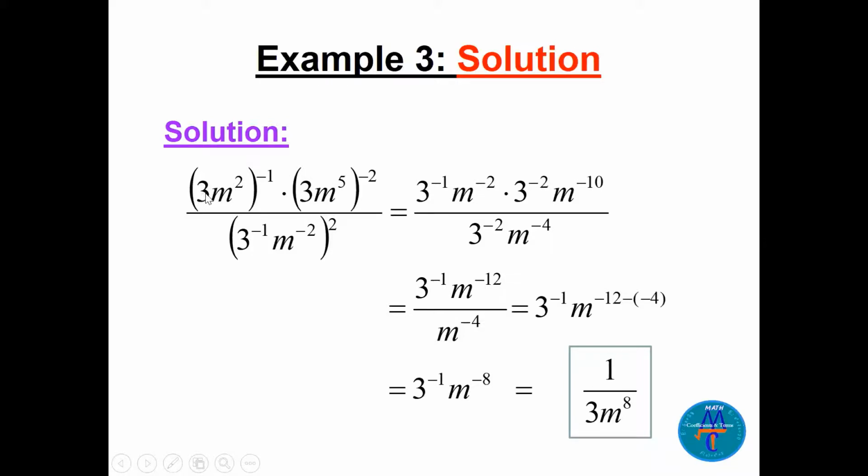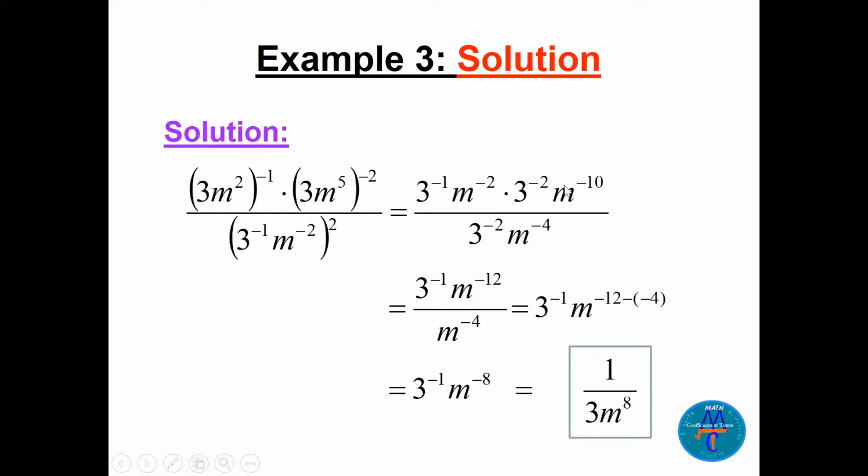3 here, you see 2 numbers here. 3 to the power minus 1, I write it there. m to the power minus 2, I write it there. 3 to the power minus 2, m to the power minus 10. 3 to the power minus 1 squared, so 3 to the power minus 2, m to the power minus 4.